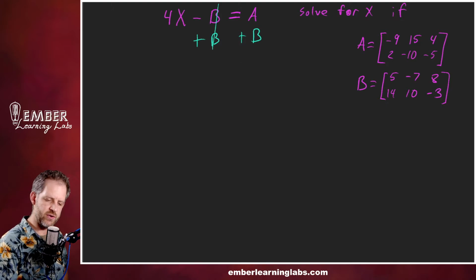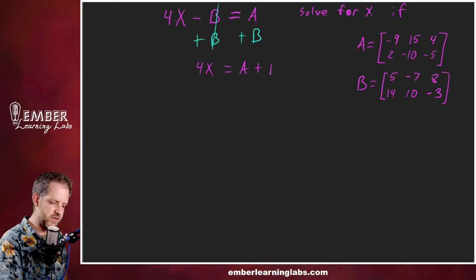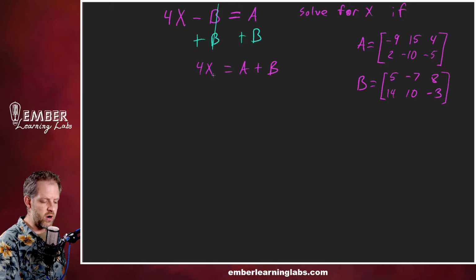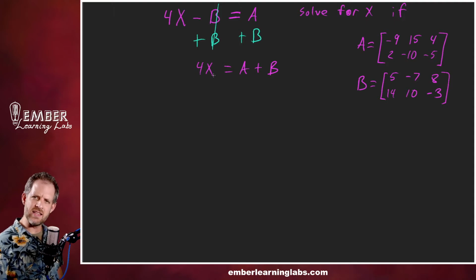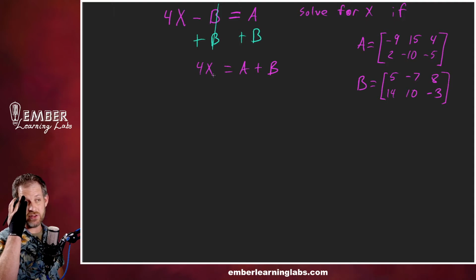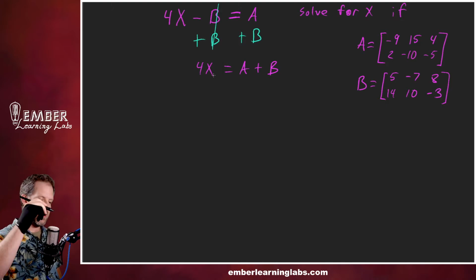So these cancel, leaving us with 4 times x equals a plus b. Now to get rid of this 4, you're dividing by 4. Now I'm going to write this a little bit differently because it's going to be a little bit easier to think about this because of the distributive property.